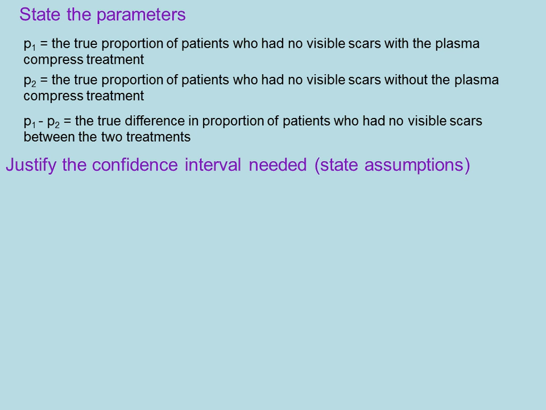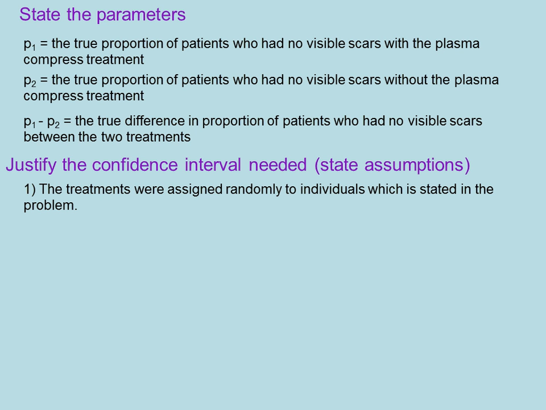So before we go ahead and start doing the math, remember step 2 was to go through our assumptions. So we have to go through and state them and justify them. The treatments were assigned randomly to individuals, which is stated in the problem. So randomization, check. Both samples should be large. So let's go through our NPs and NQs.